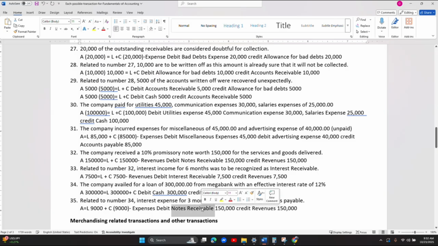And the reason why there is a decrease is because of expenses, and specifically that is interest expense. So, what will be the debit? The debit should be loans payable. Alright? Loans payable, 9,000. And then credit, no, that's not loans payable. The debit is actually interest expense, 9,000, and credit is interest payable, 9,000.